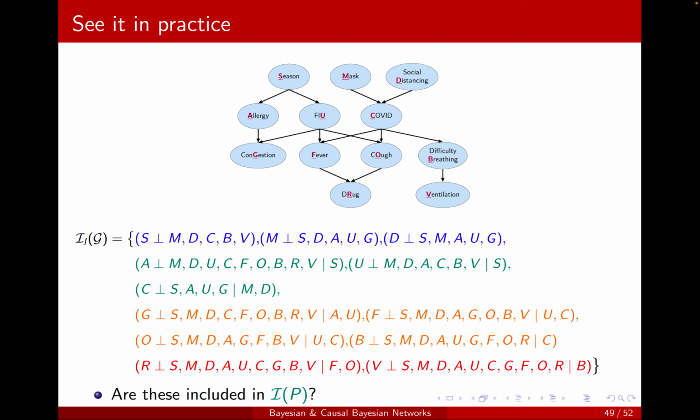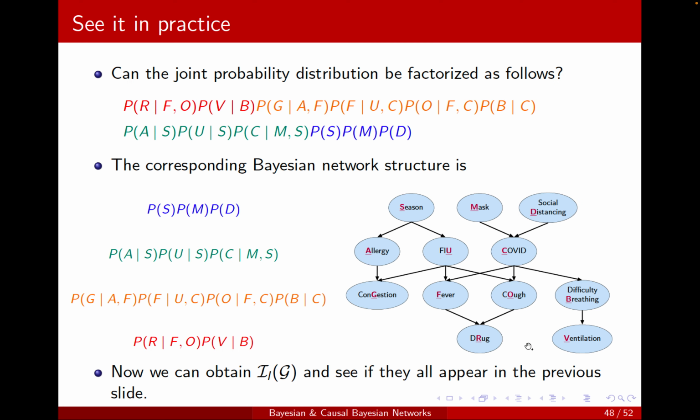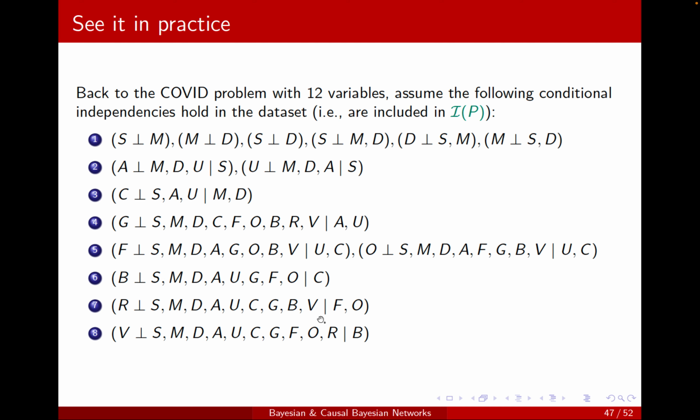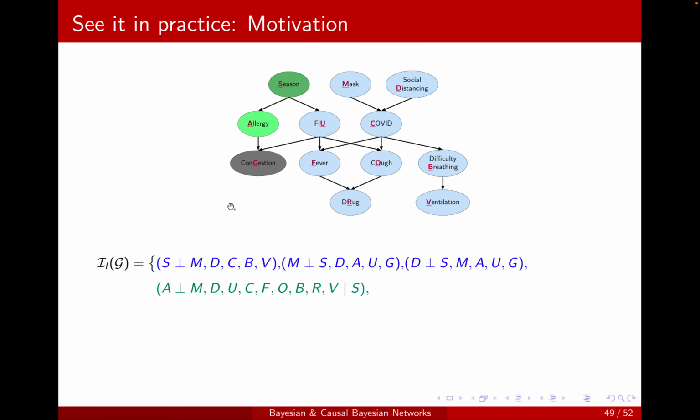Are these included in I_P? Again, good luck with that. Some of them are obvious, like this one, for example, appears exactly in these. You can check them, but not all of them. So look, for example, at S. S is only conditioned on M. It is independent of M and D, because of the mutual conditional independence. But you don't see it being independent anywhere else. Yes, it is conditionally independent, but here it's such a strong claim.